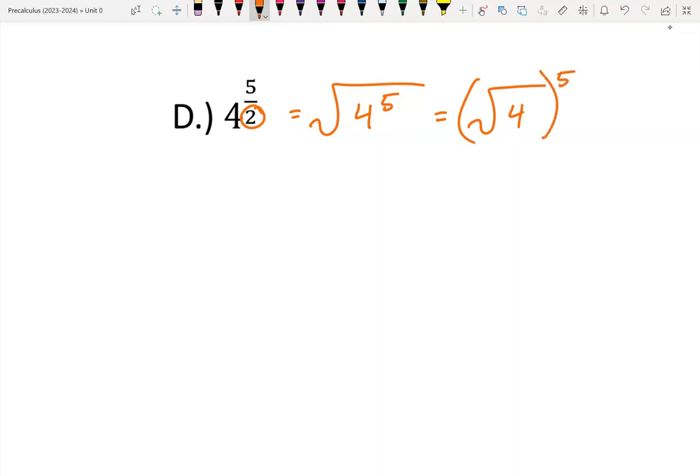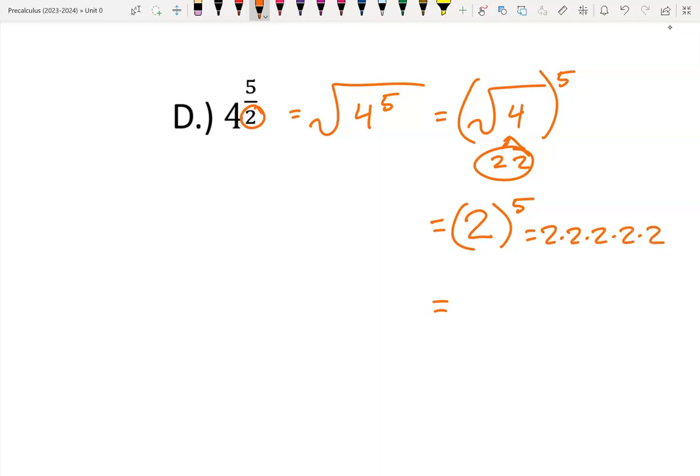Well, this one we know, what is the square root of 4? Square root of 4, and again you can break it up, 2 and 2. There's our pair. So square root of 4 is 2, but that is 2 to the 5th. And what is 2 to the 5th? Well, if you multiply that out, 2 times 2 times 2 times 2 times 2 would be 32.